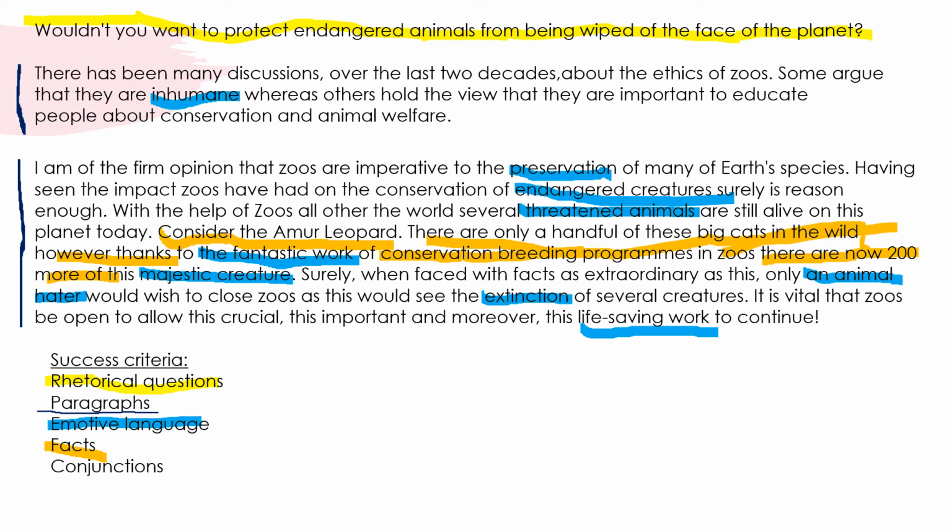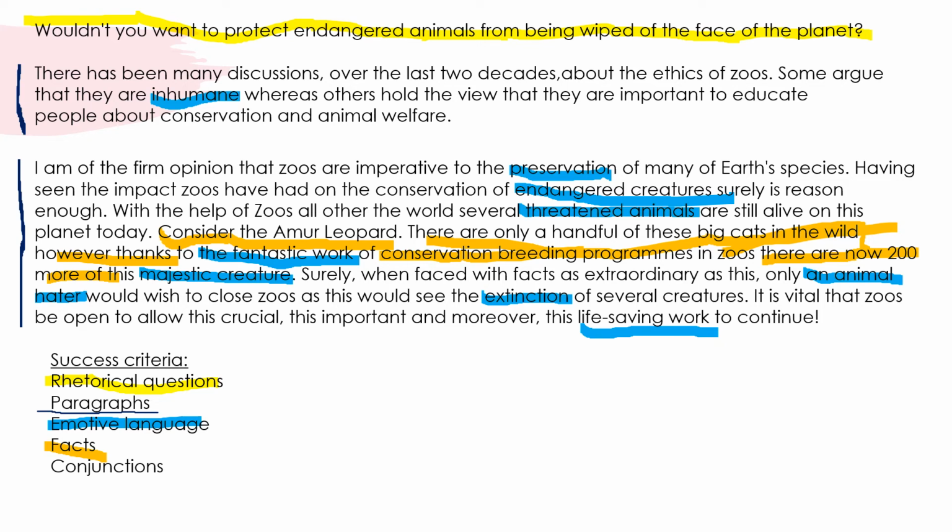Now, this fact works really nicely with what I'm saying in my paragraph. I'm saying that zoos are imperative, which means really important or vital, to the preservation of animals, and the fact that zoos look after endangered creatures. To back this up, I'm using an example of a creature that is endangered. However, thanks to breeding programs in zoos, there are more of this creature than there would have been. So this really backs up what I'm trying to write.